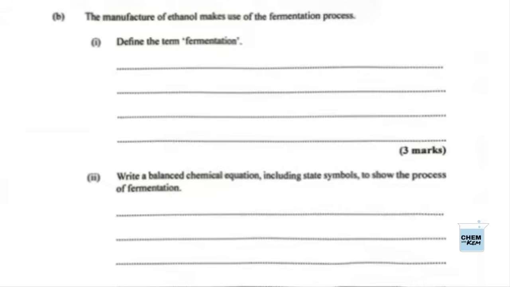The manufacture of ethanol makes use of the fermentation process. Define the term fermentation, and this is for 3 marks.